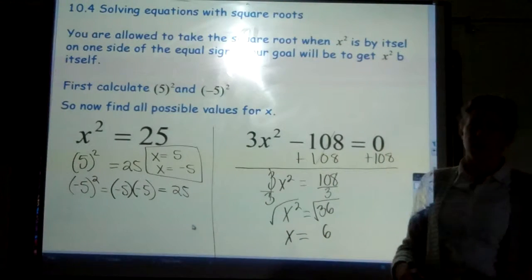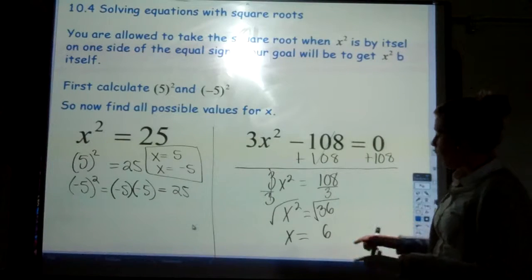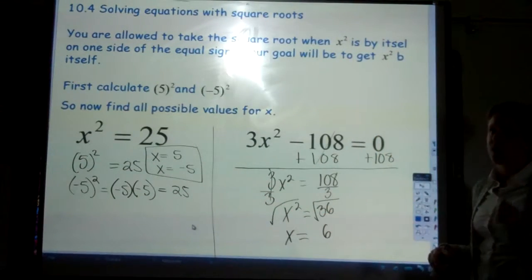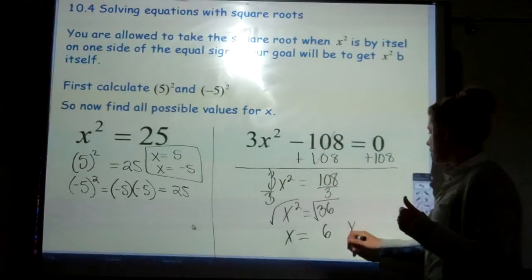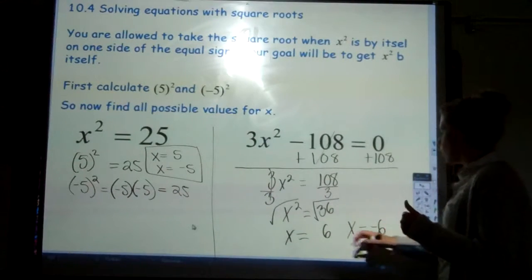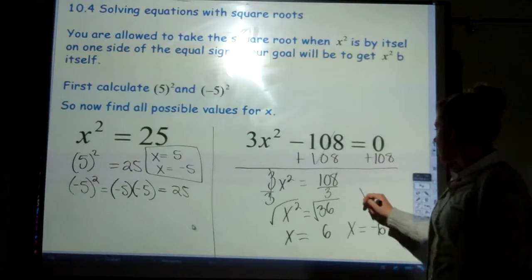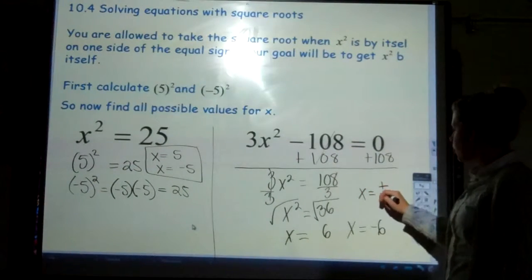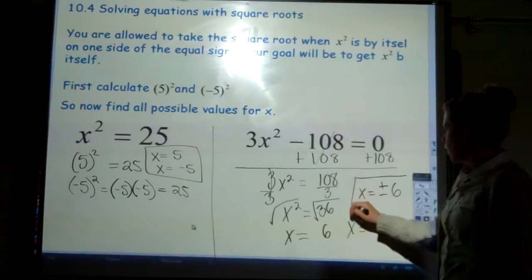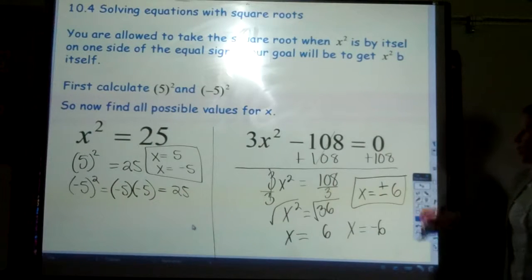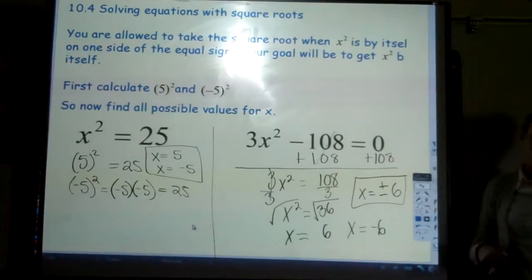The issue is that we need to be smart enough to know that, like in this example, two values work for x, both 6 and negative 6. Both values work for x. A lot of times you will see that written as x equals plus or minus 6. Our mathematicians like to condense things. So that's how we solve these equations for x.